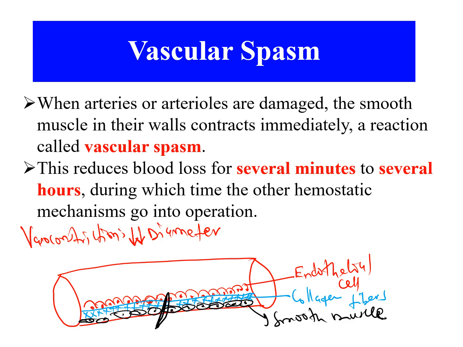And when these smooth muscles contract, a blood vessel that was big like this in diameter becomes smaller in diameter. That is vasoconstriction or vascular spasm. This is important in that it reduces the diameter of that blood vessel and therefore reduces the flow of blood to that injured area, so that now we should have less blood going to that injured area, preventing a lot of blood from being lost. So this reduces the blood loss, and this mechanism happens within several minutes to several hours, so that there is time for other hemostatic mechanisms to go into operation.